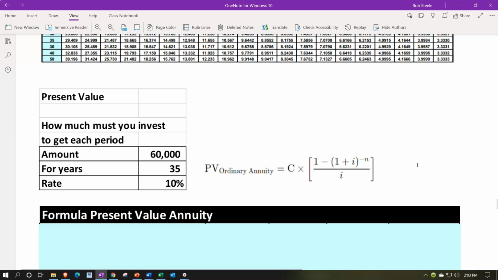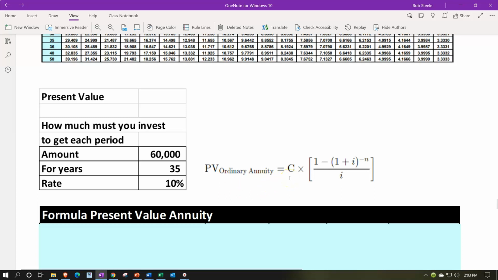Let's do it one more time. This is another problem for an annuity type of calculation. How much must you invest to get each period the amount of 60,000 for 35 years if we assume the rate to be 10%? So now we're going to say, okay, how much would I have to put in today in order for 35 years to get 60,000, and then we're using the discount rate of the 10%.